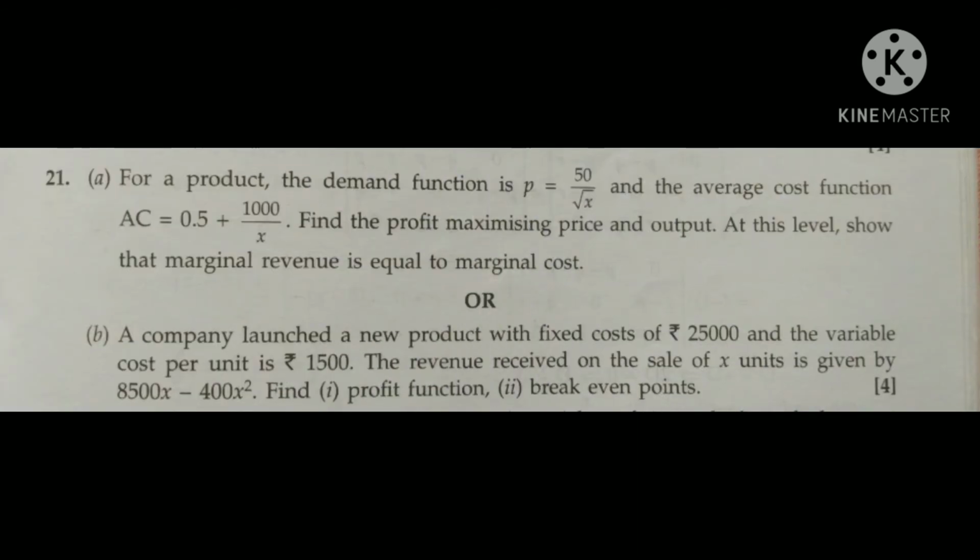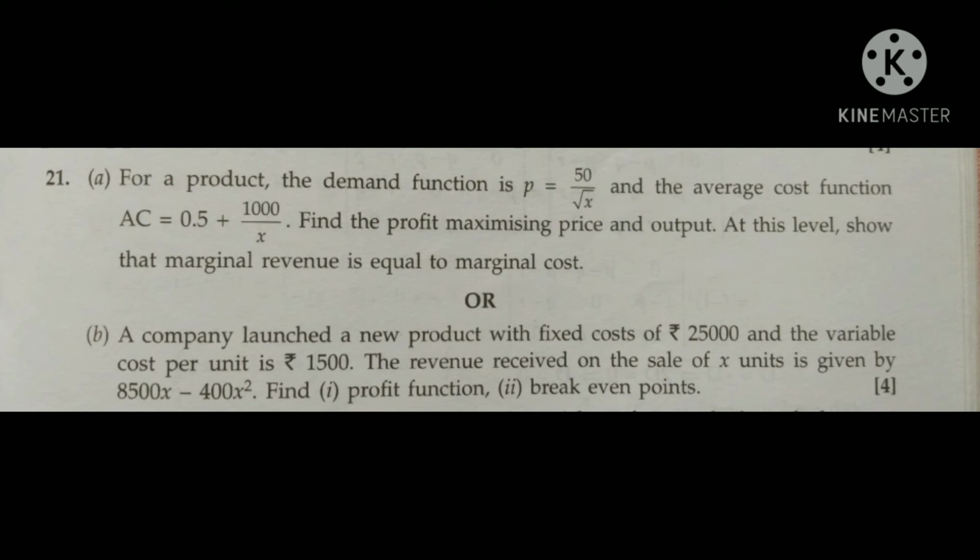Let's see the problem first. For a product, the demand function is p is equal to 50 by root over x, and the average cost function is 0.5 plus 1000 by x. Find the profit maximizing price and output at this level so that marginal revenue is equal to marginal cost. So we have to find where profit is maximum. So the profit function is P of x is equal to R of x minus C of x, that is, revenue function minus cost function.